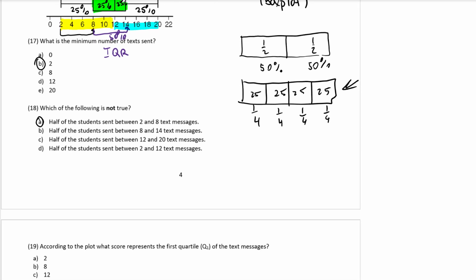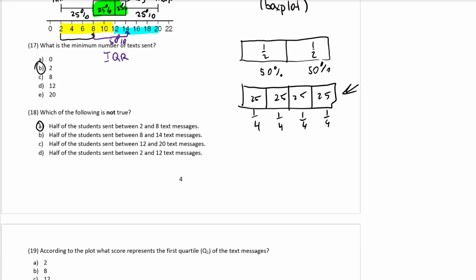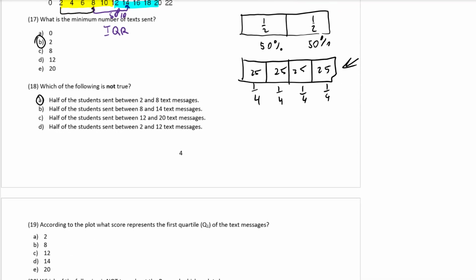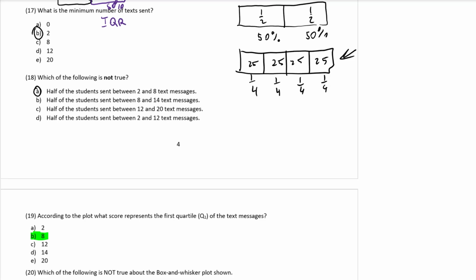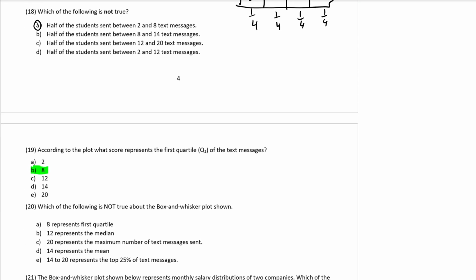19. According to the plot, what score represents the first quartile? That's 8. That's where you can also make a note. That's the bottom 25%. So that means the bottom 25% of the students texted 8 messages or less. Which of the following is not true about the box plot right here?